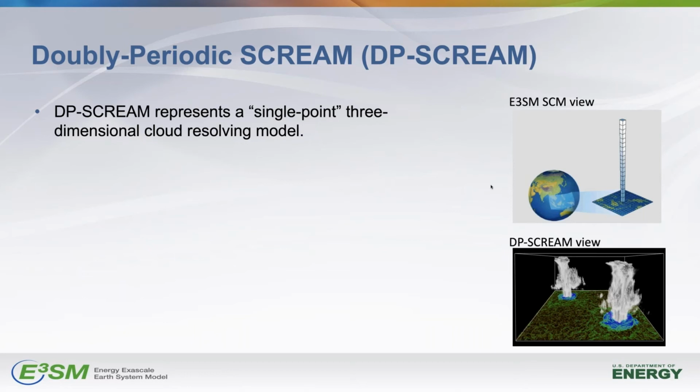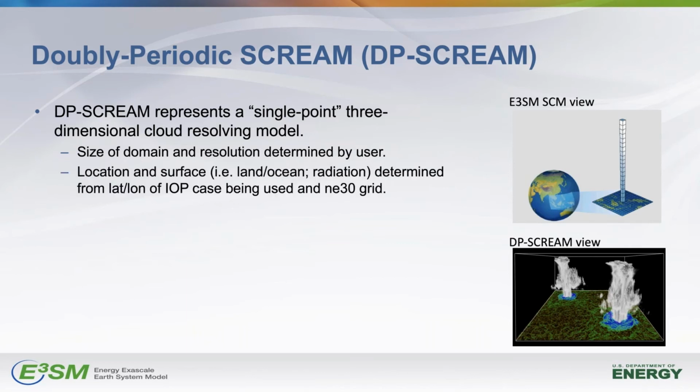You can see on the right, we have the depiction of the type of model that DP SCREAM represents, which is a domain of 3 dimensions that is situated on a planar grid. Now, the size of this domain and the resolution of this configuration is all determined by the user. I will explain how that is done shortly. Now, depending on the specific case or IOP forcing file the user wants to run, the latitude and longitude of that case is used as the location for this domain.